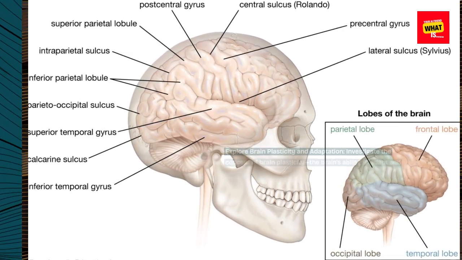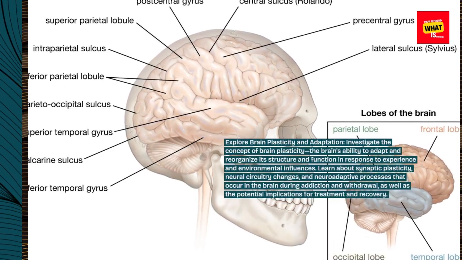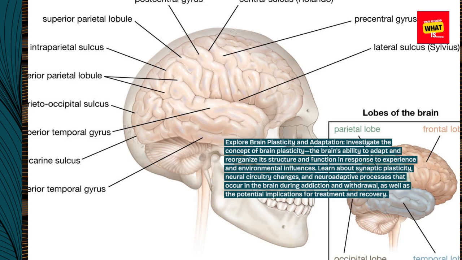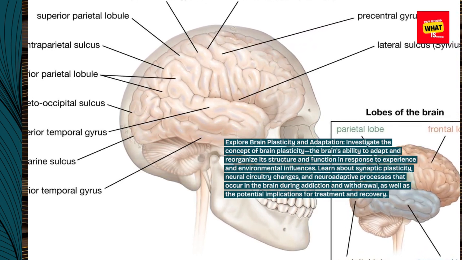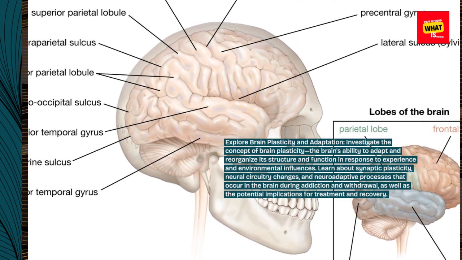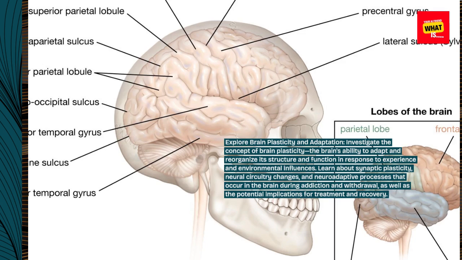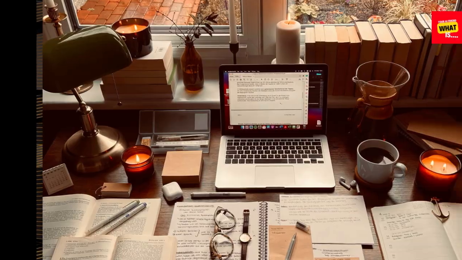Explore brain plasticity and adaptation. Investigate the concept of brain plasticity, the brain's ability to adapt and reorganize its structure and function in response to experience and environmental influences. Learn about synaptic plasticity, neural circuitry changes, and neuroadaptive processes that occur in the brain during addiction and withdrawal, as well as the potential implications for treatment and recovery.